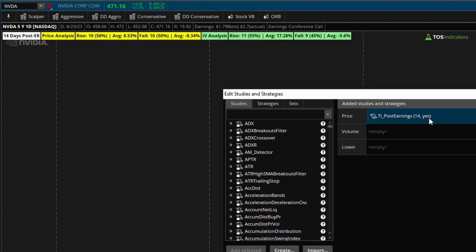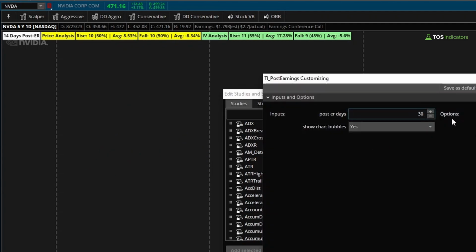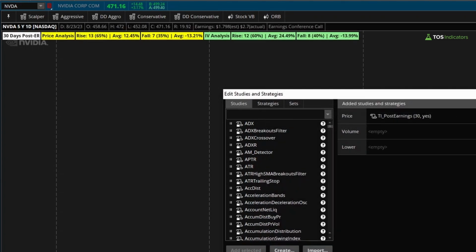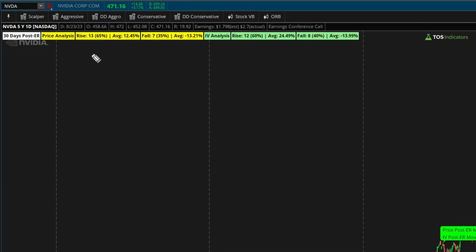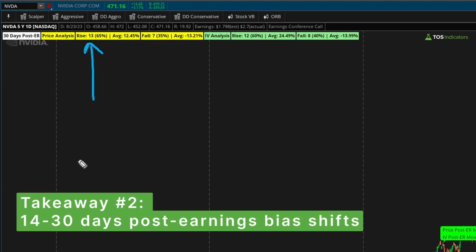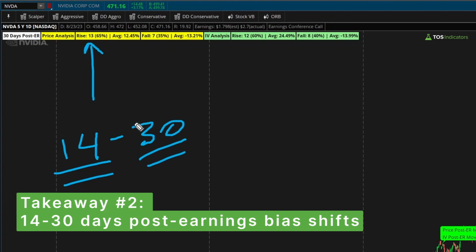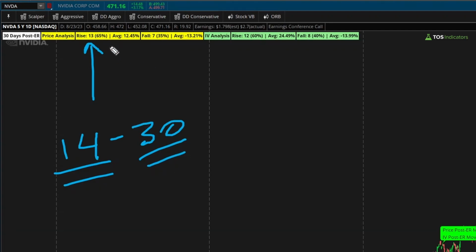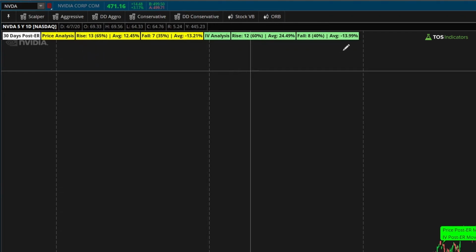Now, if we change this from 14 days to 30 days, this is where you'll start to see that pendulum swing a little bit more towards the rise side. So it's really between that 14 to 30 day period that we see these numbers start to go from a little bit less than the 50 mark to closer to 60, and with 5 years worth of data, 65% of the time.